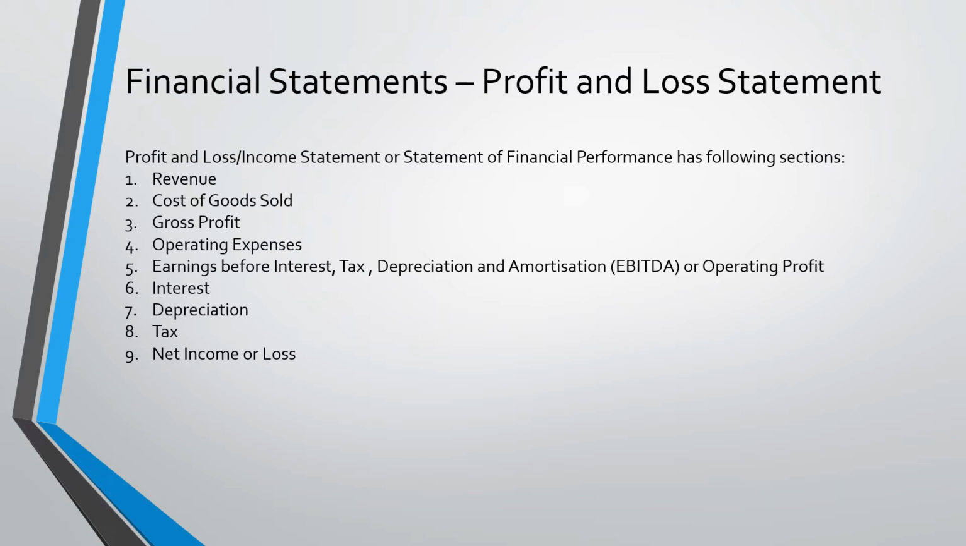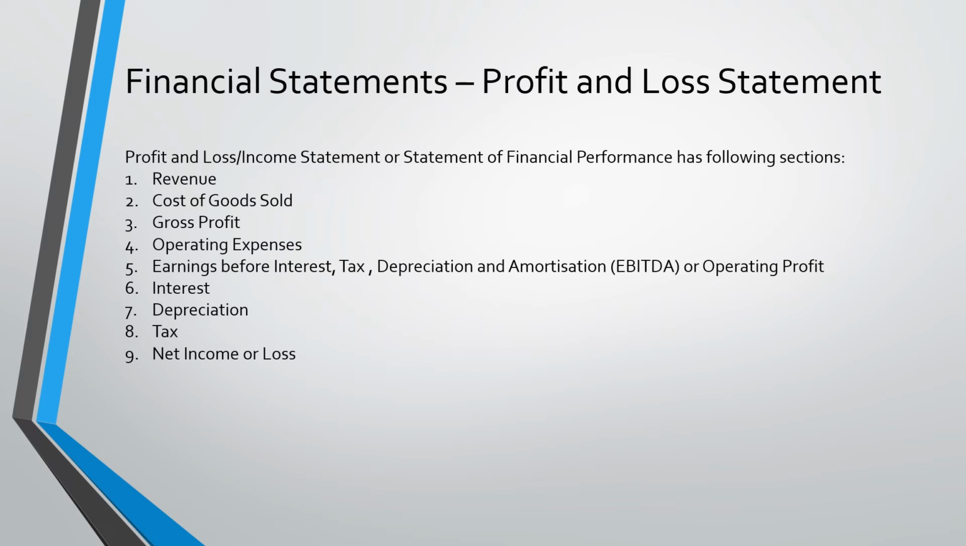Now there are 9 main sections in a profit and loss statement. First one is revenue, which is the sales the business has made. Second is cost of goods sold, so how much money you had to spend on buying the stuff which you are selling. And then difference between these two is gross profit.